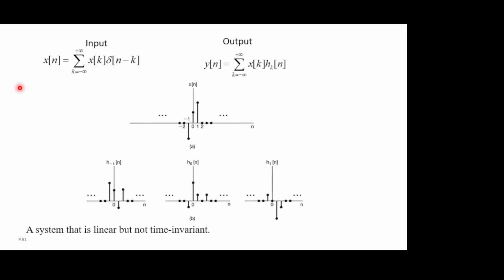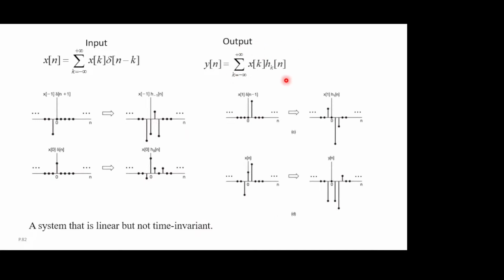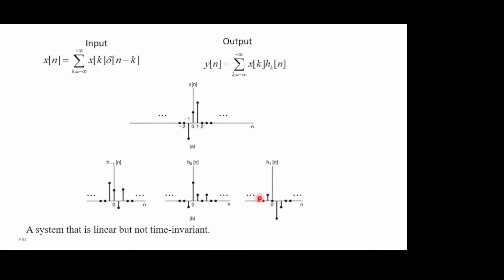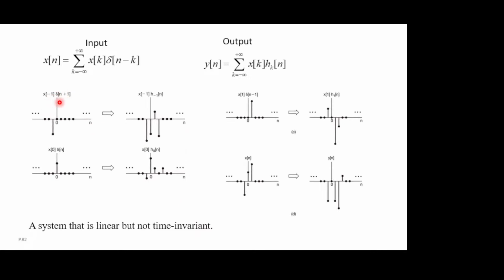So you want to calculate the output as the summation over k of h_k. Then you want to multiply this quite arbitrary h_k with your x.